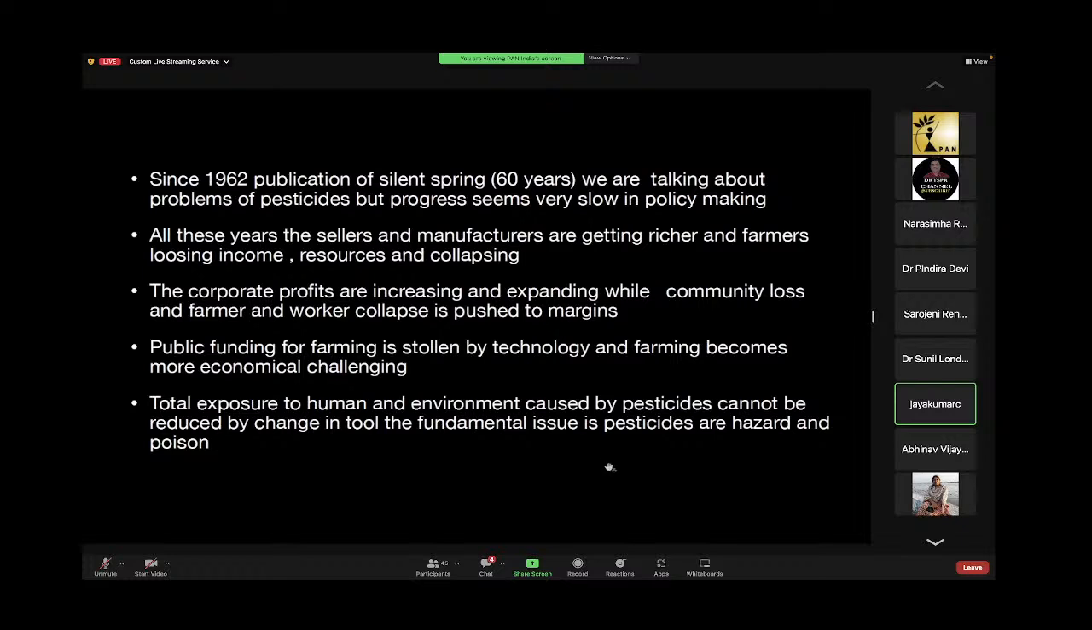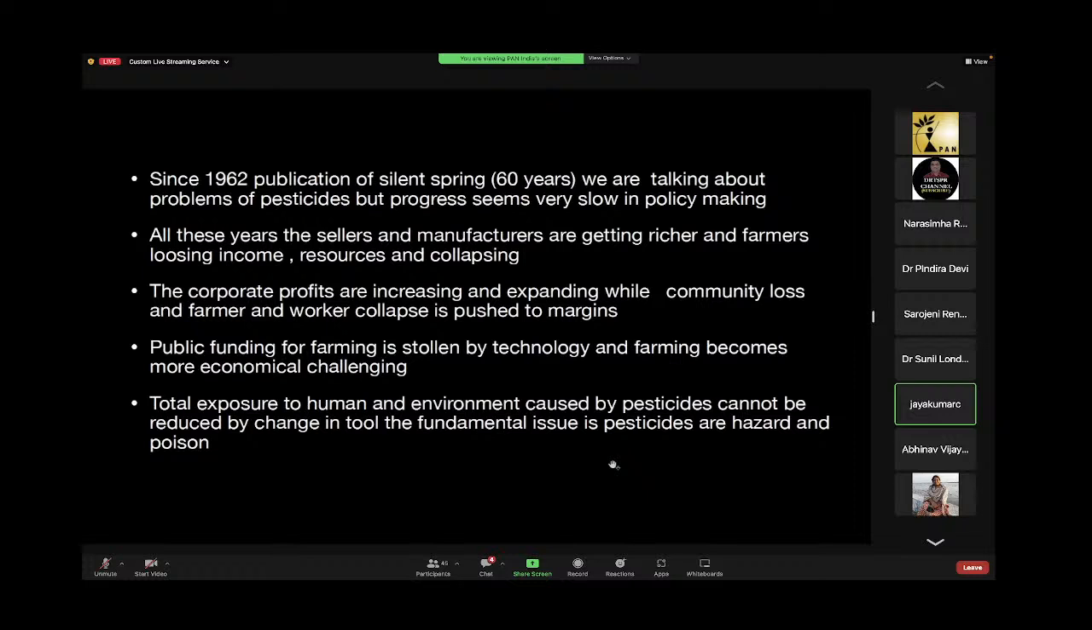But the progress seems very slow. Not even a single policy regulating pesticide use or sale globally. There is nothing happening at the level which you heard from Sarojini Rangam, about how the big corporations are controlling and how the double standards are there.